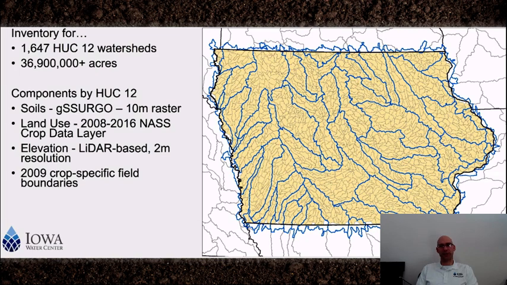So we're covering most of those acres using our 10-meter soil survey raster, our 2008 to 2016 cropland data layer, our late 2000s, around 2010, elevation data, and our 2009 crop-specific field boundaries that were determined in the development of the Agricultural Conservation Planning Framework.